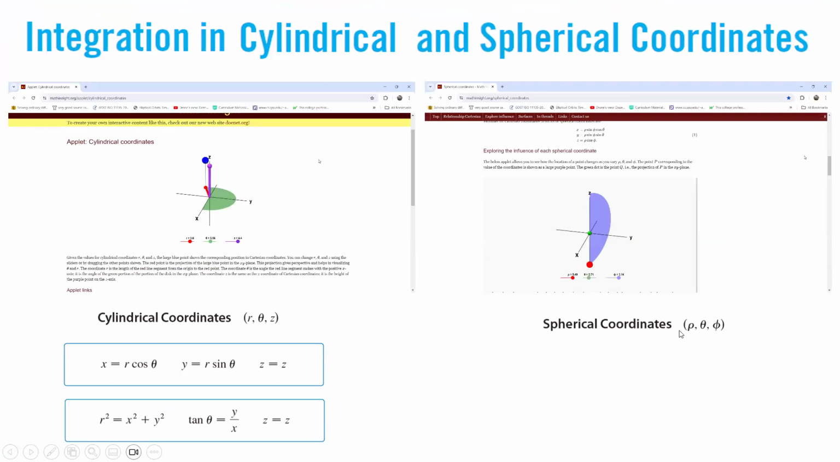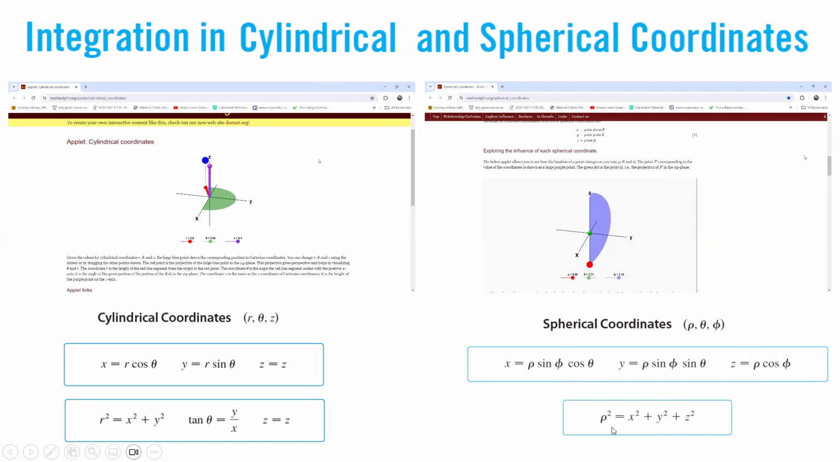So spherical coordinates is denoted by rho, theta, and phi, the way that we define x. X is rho sine phi cosine theta. Y is rho sine phi sine theta. And z is equal to rho cosine phi. And as we mentioned, rho is the distance between the point and the origin, or rho squared is x squared plus y squared plus z squared.